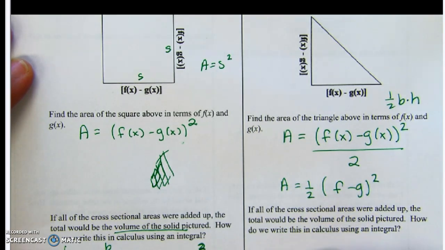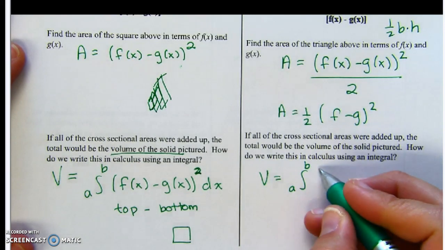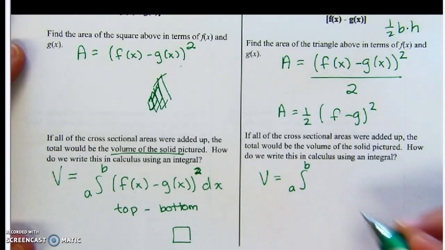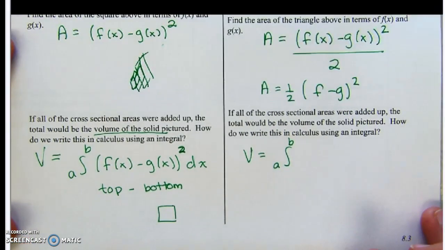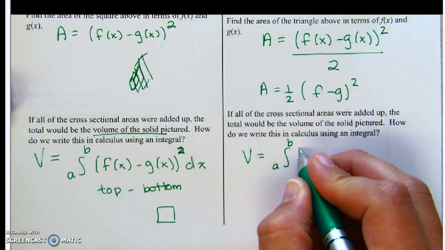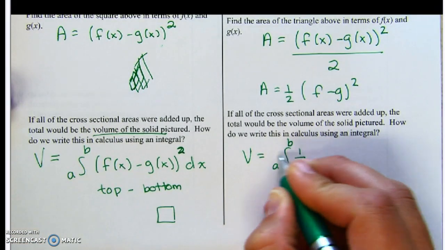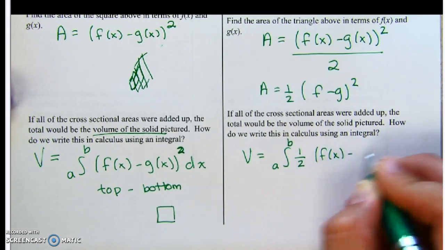So same sentence here. How would we get the volume? We add them all up. Oops, sorry. Okay. The integral from a to b, wherever it starts and wherever it ends, you know that can be an intersection point, or that can be like a left boundary and a right boundary. And we're going to have 1/2. You decide, you can put that 1/2 in front, or you can leave it here, top minus bottom.